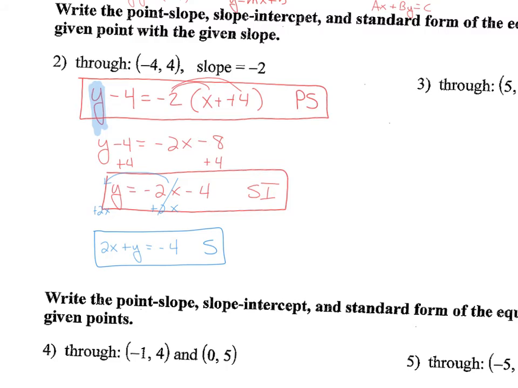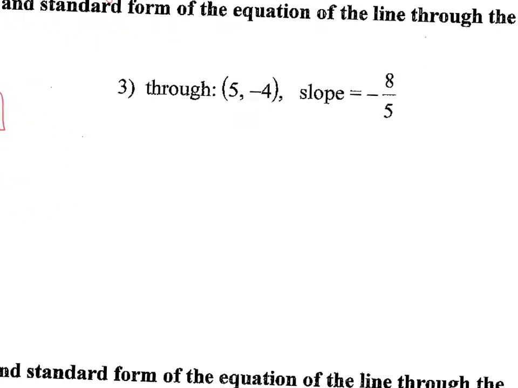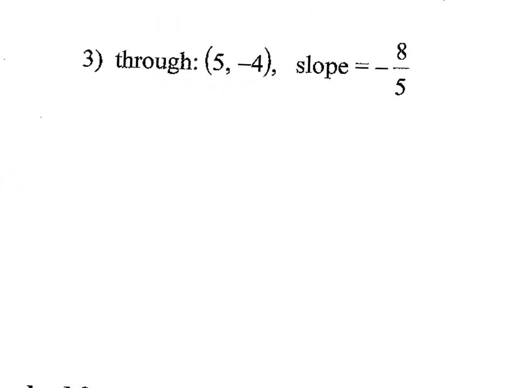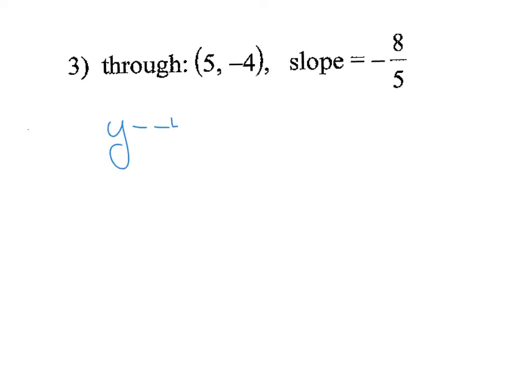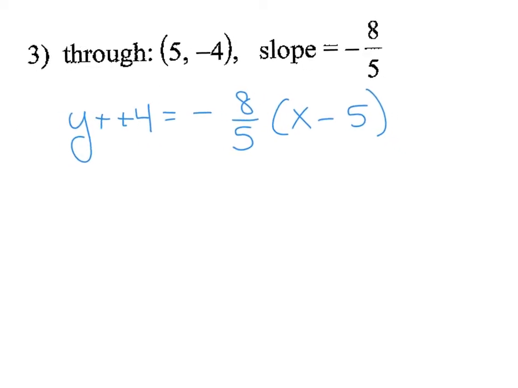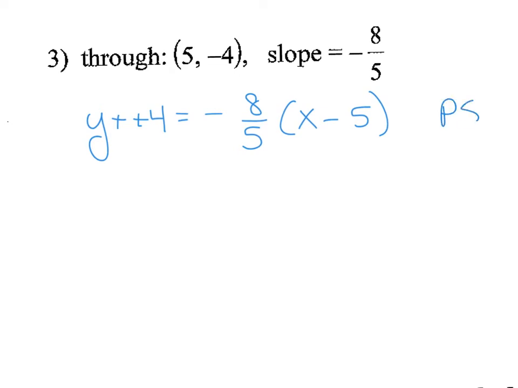Okay, let's go ahead and try that again. So again, we're going to start with point slope. Okay, point slope. So I'm going to do y minus my y value, which is negative 4, equals negative 8/5, because that's my slope, and then x minus my x value of 5. All right, now I do have a double negative, so I'm going to go ahead and make that a positive. And there is my point slope form.